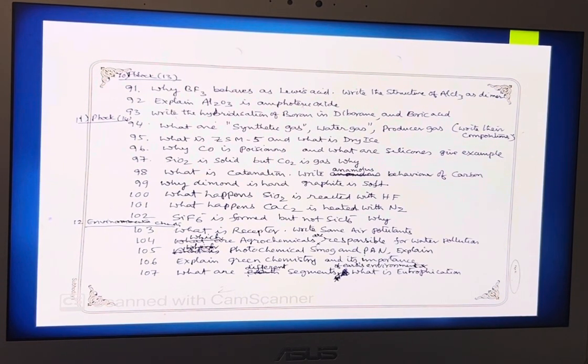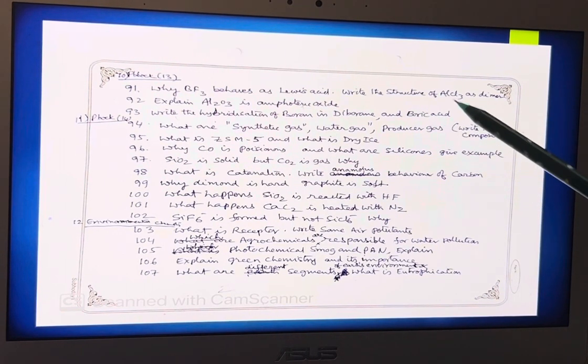P-block, group 13. Why does BF3 behave as a Lewis acid? Write the structure of AlCl3 as dimer. Explain Al2O3 is an amphoteric oxide. Write the hybridization of boron in diborane and boric acid.